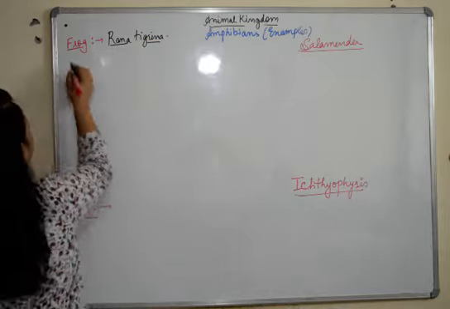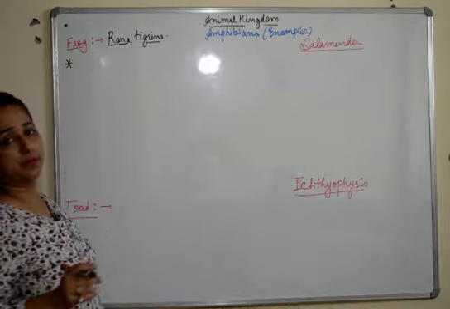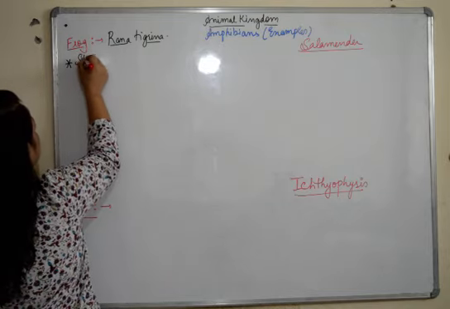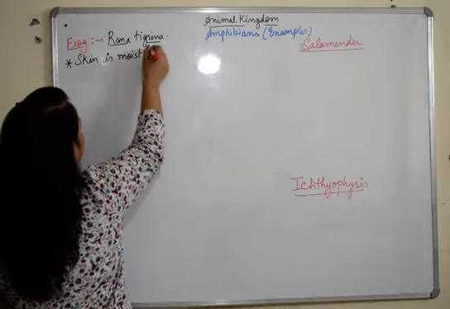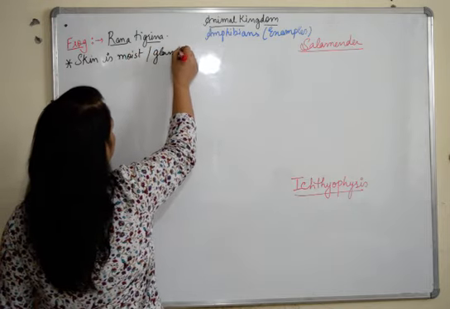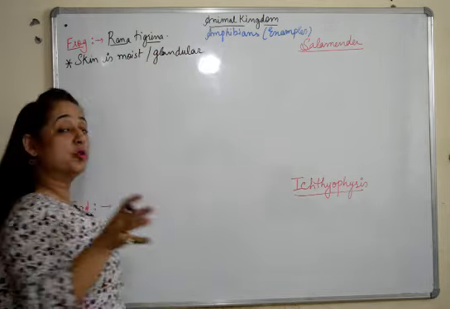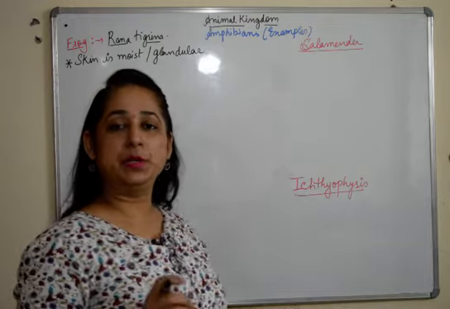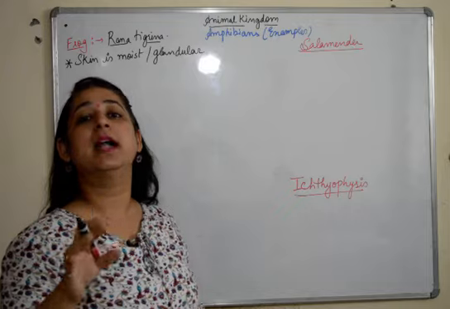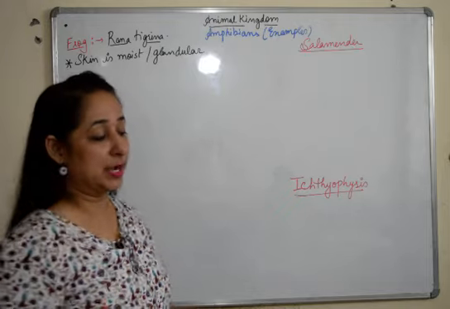Talking about frog, the first important feature which it has is that the skin is moist and glandular. That means it has to have that moist skin for cutaneous respiration, and it is glandular. It has glands present in it so that they keep the skin moist.